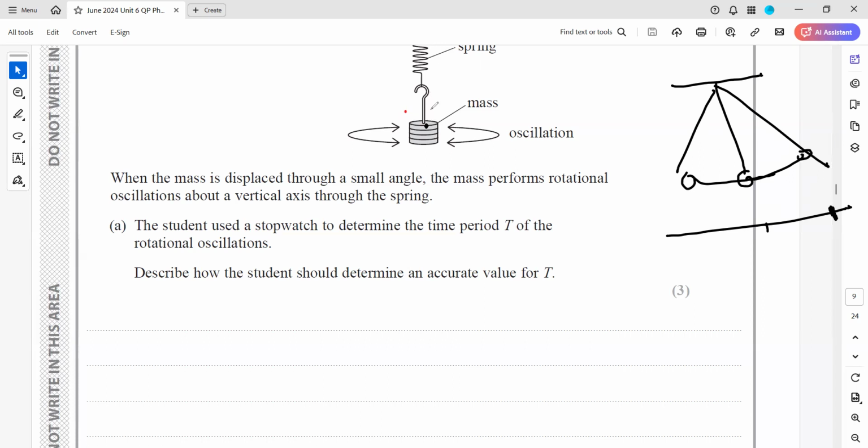So when I put a marker on the object, what will happen? When this marker goes to the other side and comes back, that is one oscillation, then two, because I can see the marker. Otherwise, if I don't put a marker, it will be very difficult to identify that one complete oscillation occurred. So reset the stopwatch, put a marker or a tape on the object, record the time for 20 complete oscillations or rotations, and divide the time recorded by the number of rotations to get the period of rotation. Is it clear? This one, the rotational oscillation.